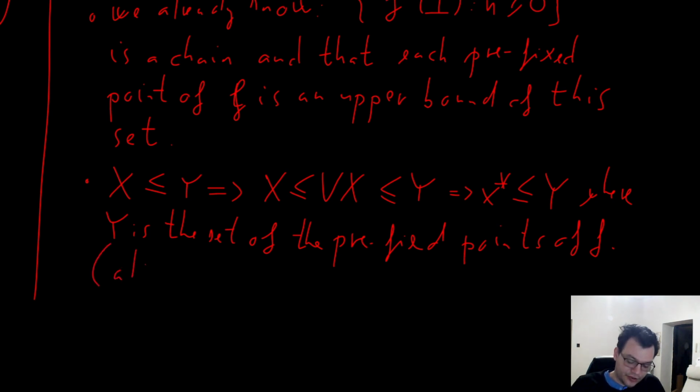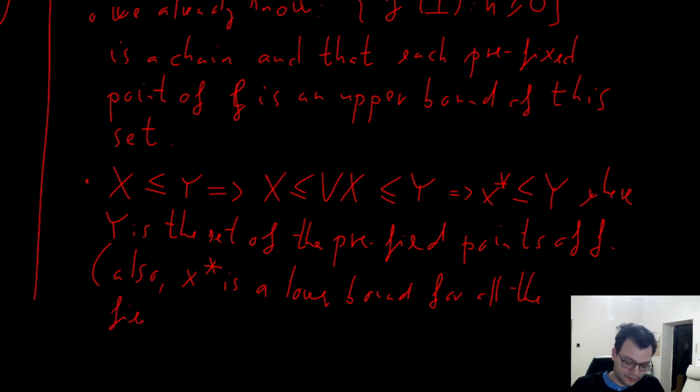So although x star is a lower bound for all the fixed points, basically, if we can prove that x star is a fixed point, then it will be a fixed point which is smaller than or equal to all the other fixed points, which means that this will be the unique least fixed point of f, and it will be a fixed point which is a lower bound for all the prefixed points. So because if it's a fixed point, it's a prefixed point as well, it will prove that x star is the unique least prefixed point of f as well.